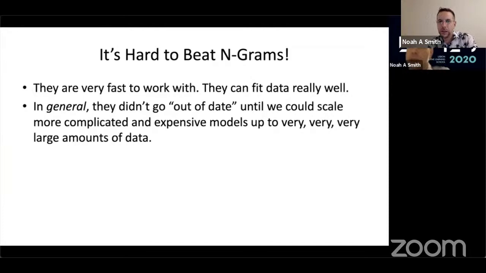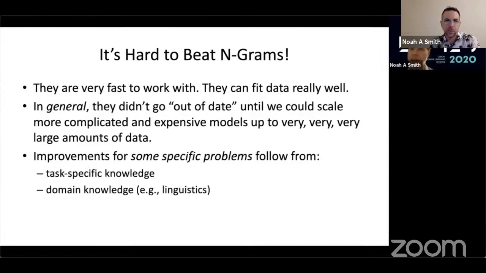We don't see people using them too often now, but that didn't happen until we could scale very complicated models up to very large amounts of data. So basically, I don't think the neural networks, if they had been invented 20 years earlier, would have worked well because we didn't have the hardware or the data set sizes that we need to get them to work. So all of these things are kind of interdependent, and I think appreciating where we are now hinges on understanding how we got here.